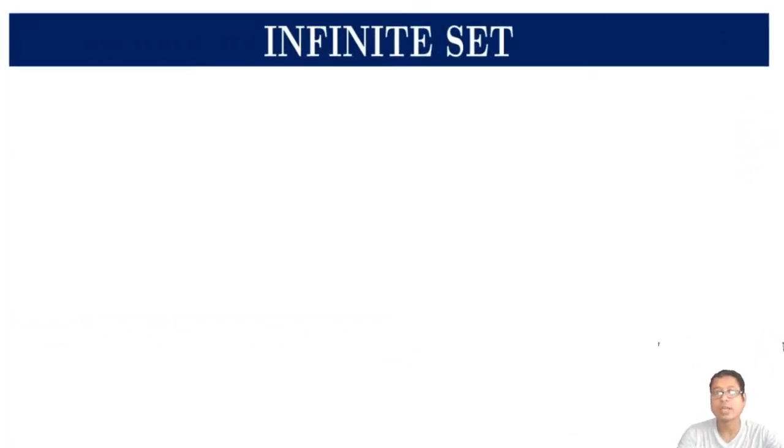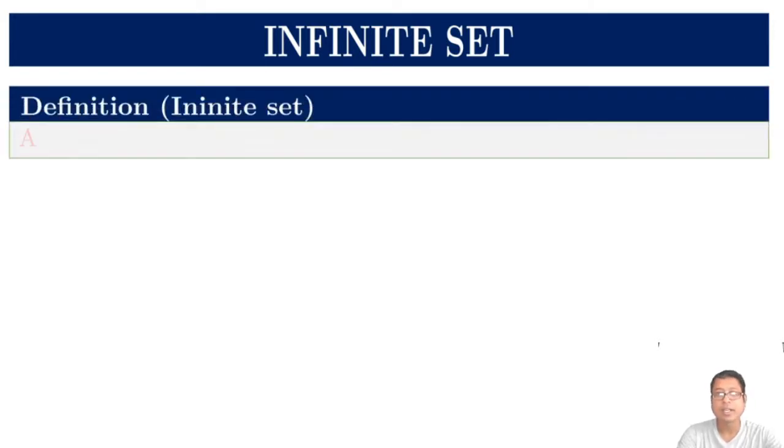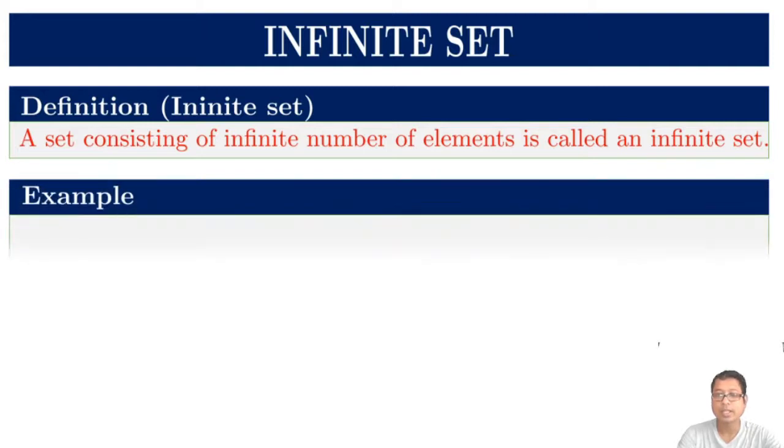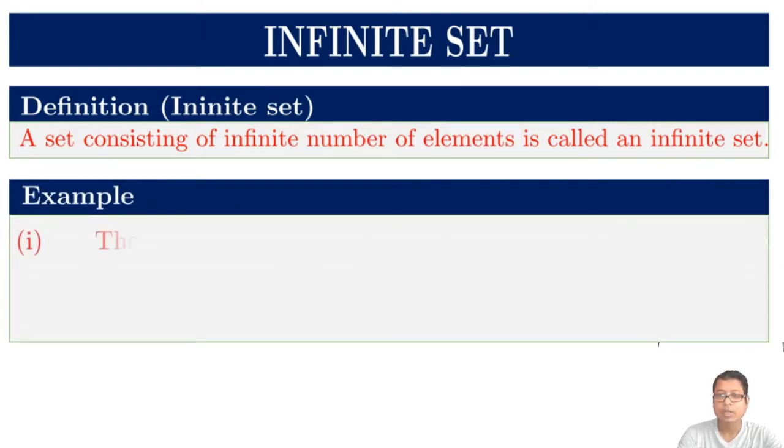Okay, let me talk about infinite sets. The word itself is saying the definition. A set consisting of an infinite number of elements is called an infinite set. That means we cannot go on counting all the elements present inside the set. As an example, we can say the set of natural numbers. We have an infinite number of natural numbers. If we go on counting 1, 2, 3, 4, 5, 6, this process never ends. That's why it is an infinite set.